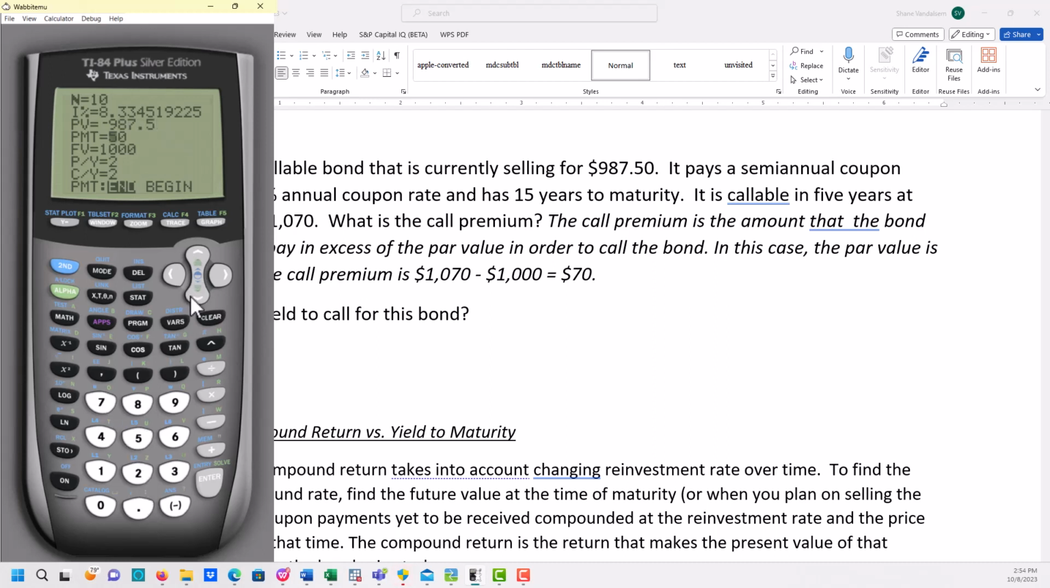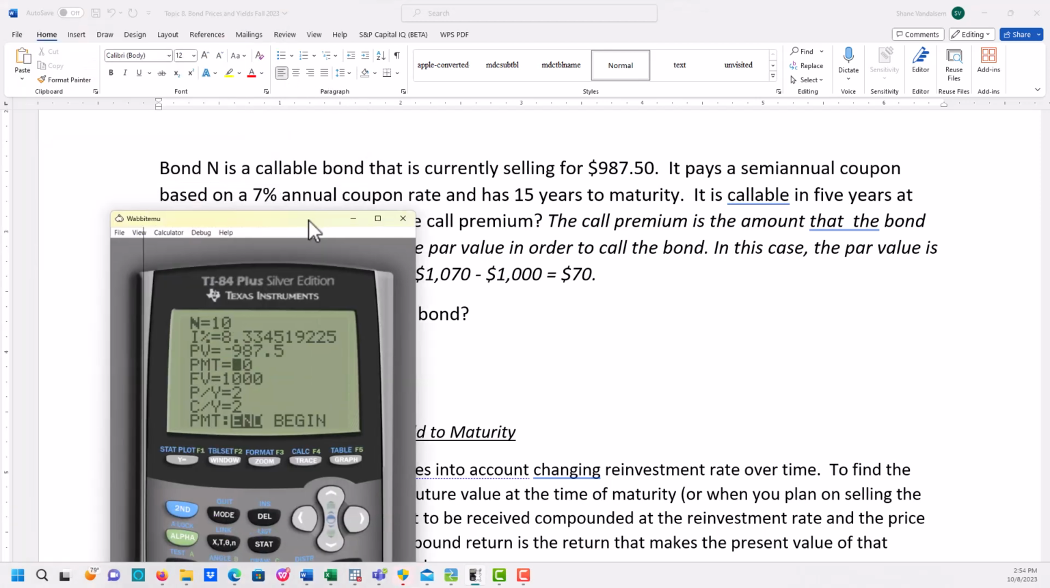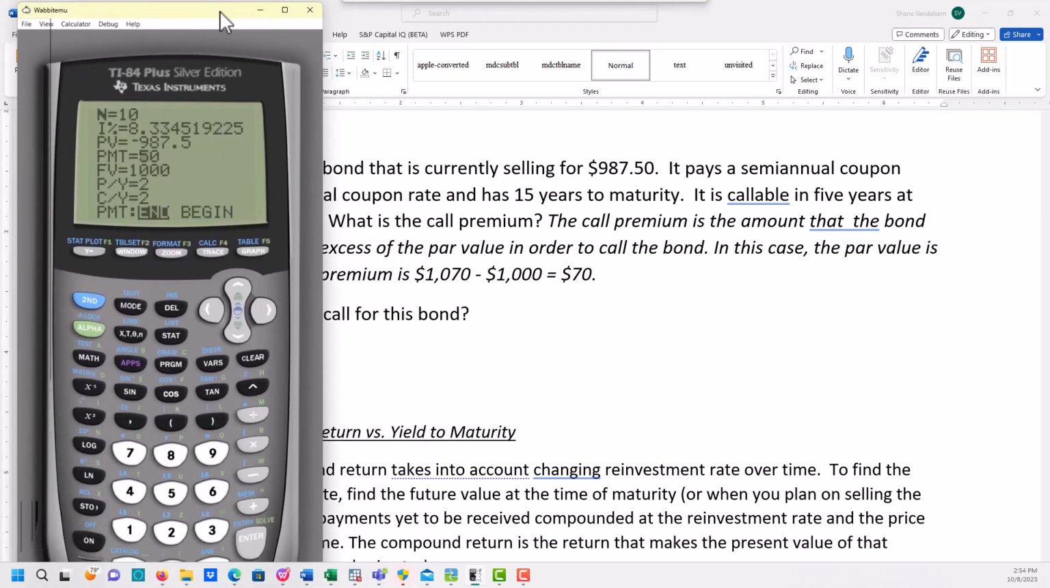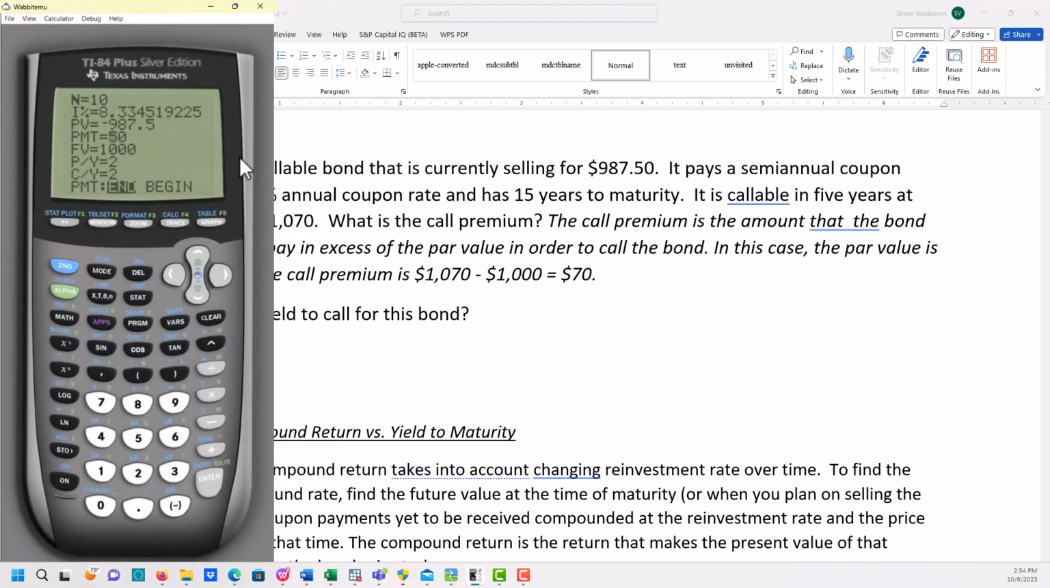I'm going to scroll down here, my payment. So it is a semi-annual coupon based on a 7% annual coupon rate. So if this were paying an annual coupon, it would pay $70, but it's paying $35 because there's 2 payments per year. So I'm going to put down here 35 for my payment. My future value is not 1,000, it's 1,070.